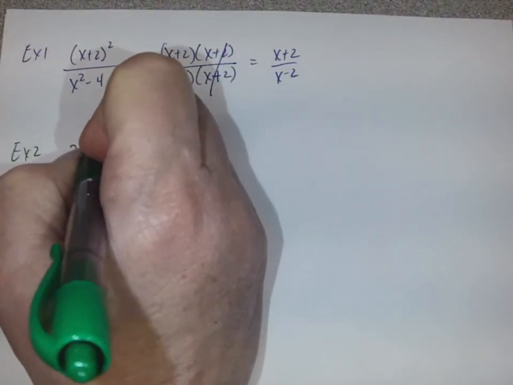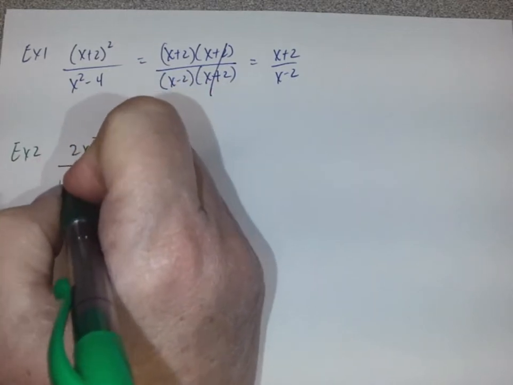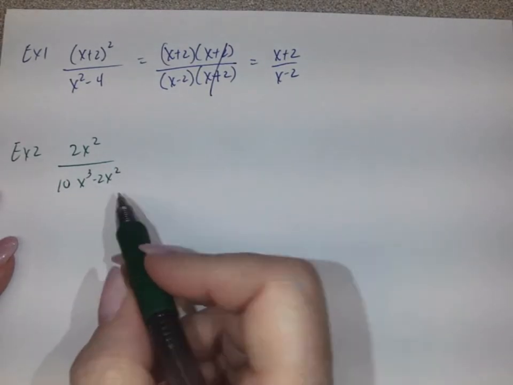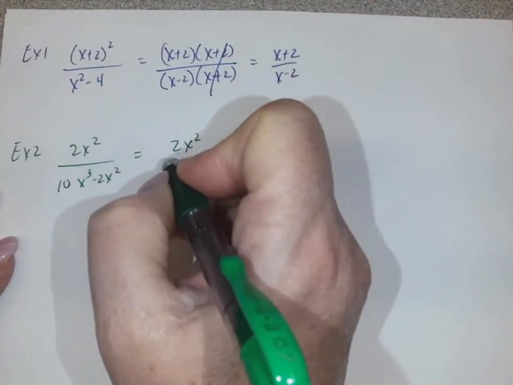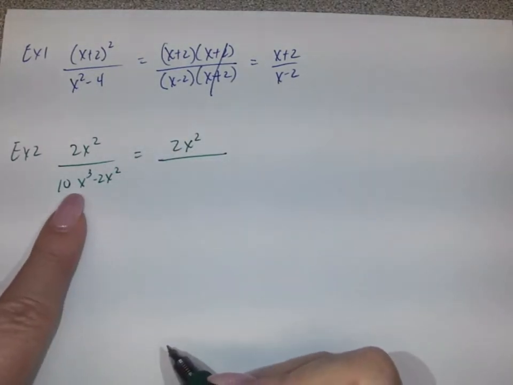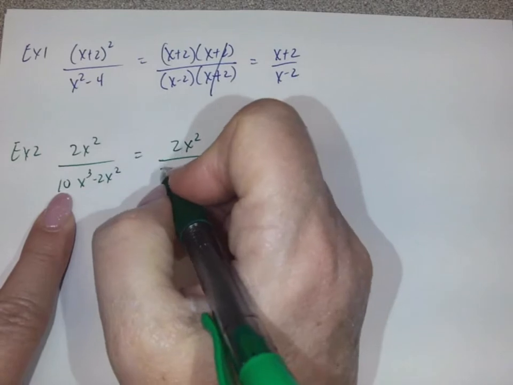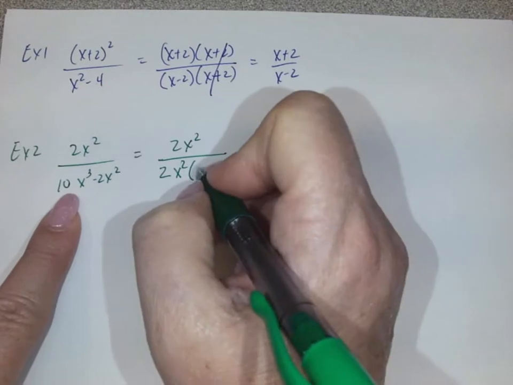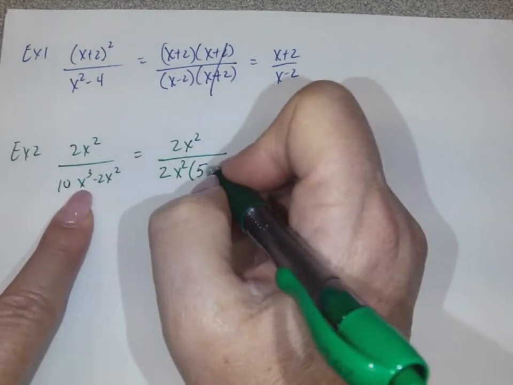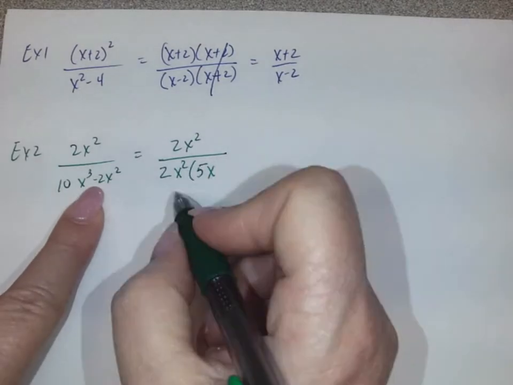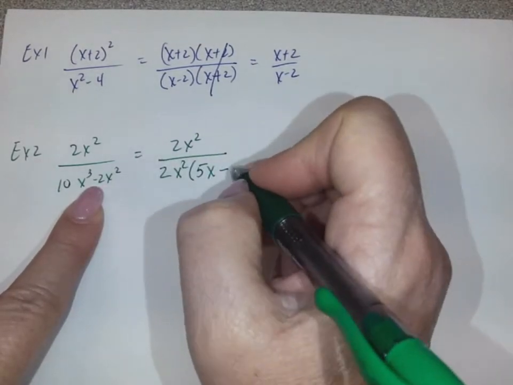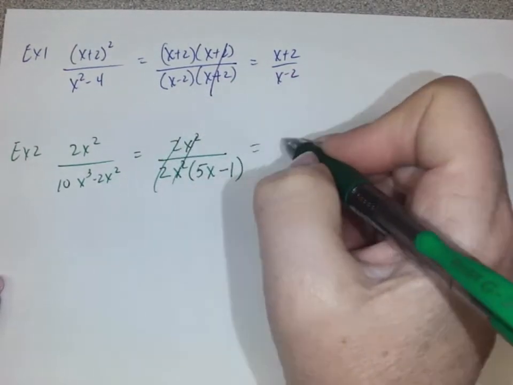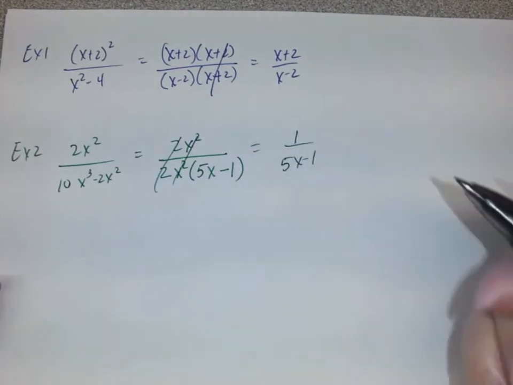If we have 2x squared over 10x cubed minus 2x squared, what we want to do is factor out what we can. So here we have 2x squared, not going to factor at all, it's a monomial term. Down here they both have a 2 in common for the number, and they both have an x squared. So 10 divided by 2 will get me 5, and x cubed divided by x squared will leave me with an x to the 1. And then this whole 2x squared factors out, so we'll end up with a minus 1. Our 2's will cancel, our x squareds will cancel, we'll end up with 1 over 5x minus 1.